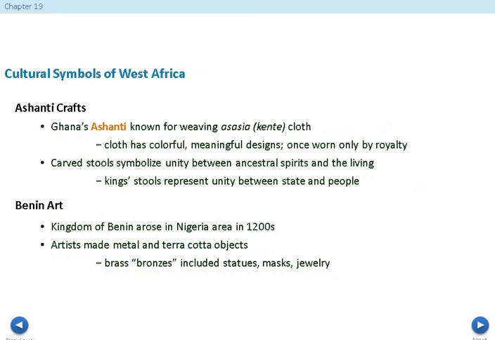Now, Ghana's Ashanti are known for weaving Kente cloth, which has colorful, meaningful designs. Once they're going to be worn by royalty. They carve stool symbols, representing unity between ancestral spirits and the living, and the king's stools represent unity between the state and the people. So you can see that a lot of this area in West Africa is affected by the Europeans and the gold trade, but they also have a long tradition and history, and a culture that is a little bit more traditional.